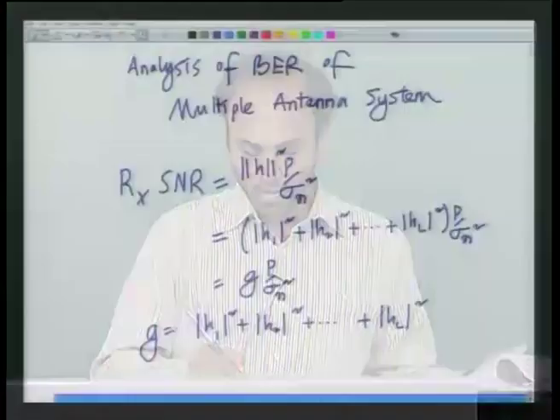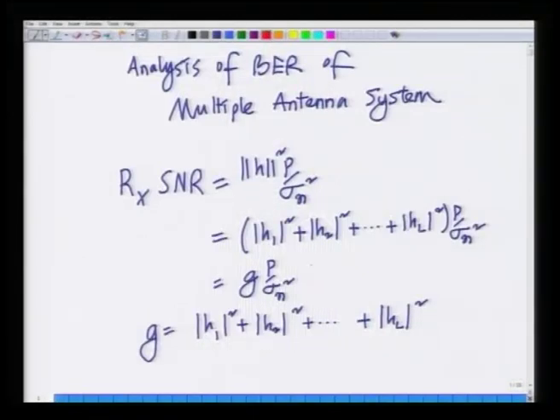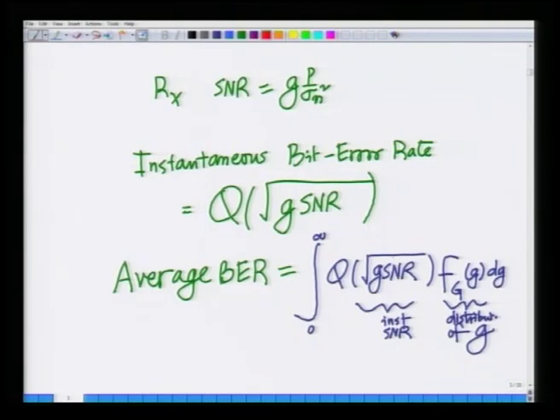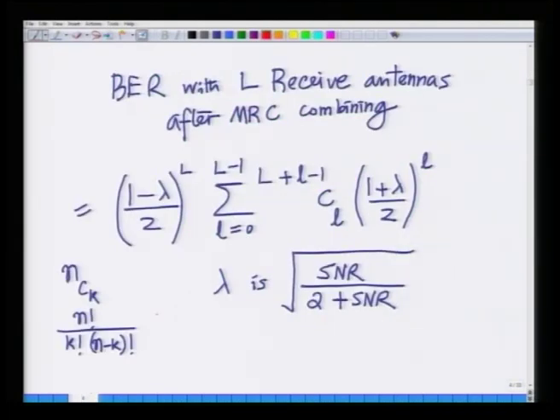Alright, and this can be succinctly represented as G times P over sigma n squared, where G is the norm of h squared. We also said that the average bit error rate is given as the instantaneous bit error rate averaged over the distribution of the gain of this wireless channel with multiple receive antennas, that is, simply Q of square root of G times SNR, multiplied by f of G, where f of G is the probability density function of G, integrated from the limit 0 to infinity. That gives us the average bit error rate. We said this can be derived by the following expression that is shown in this slide.